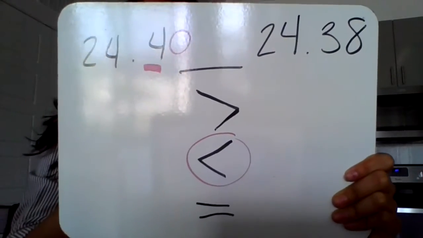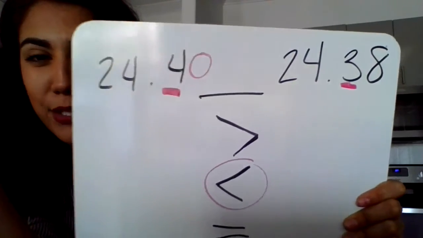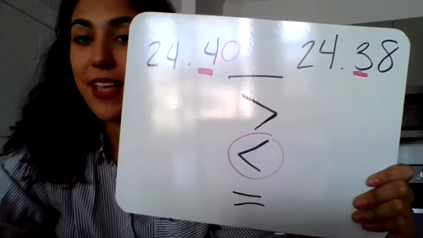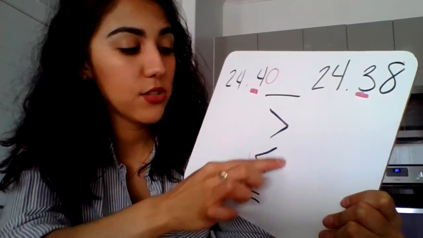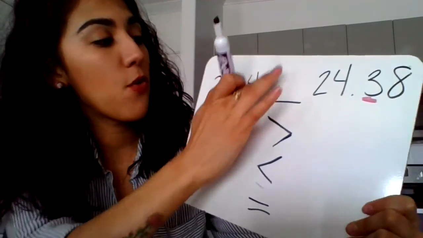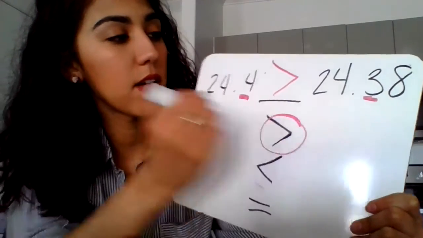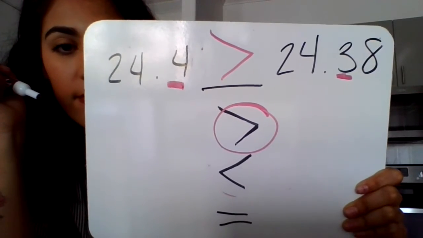Because that 4 is in the tens place, and if we go over here to our other number, that 3 is in the tens place. So which one's greater? The 4 in the tens place or the 3 in the tens place? That's right, the 4. So boys and girls, the correct answer for this problem is 24 and 4/10 is greater than 24 and 38/100. Greater than, because that 4 is in the tens place. Okay? So good job. All right, next column.